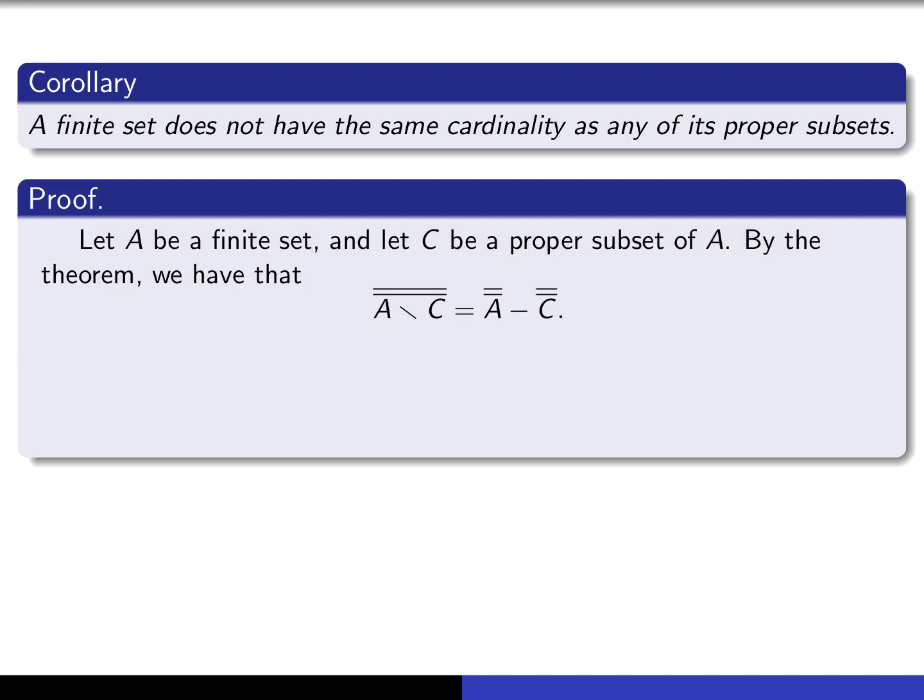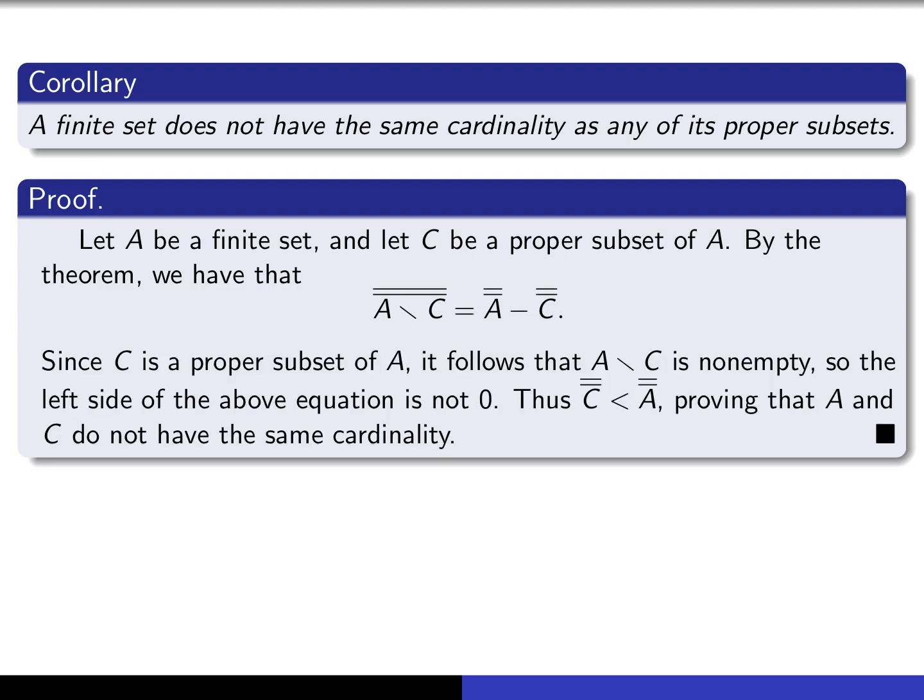Well, we give ourselves a finite set A, and we give ourselves a proper subset C of it. That implies, of course, that A is non-empty. So by the theorem, we know that we have this. Now, what does the fact that C is a proper subset of A tell us about this left-hand side? Well, the fact that C is a proper subset of A tells you that the set A minus C is non-empty.